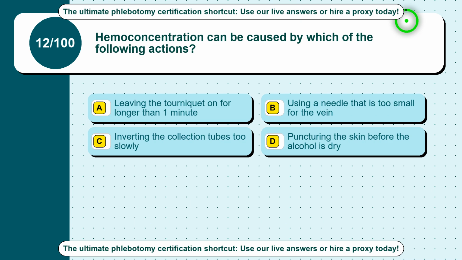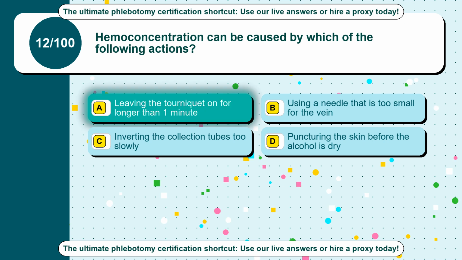Question 12. Hemoconcentration can be caused by which of the following actions? Option A, leaving the tourniquet on for longer than 1 minute. Option B, using a needle that is too small for the vein. Option C, inverting the collection tubes too slowly. Option D, puncturing the skin before the alcohol is dry.